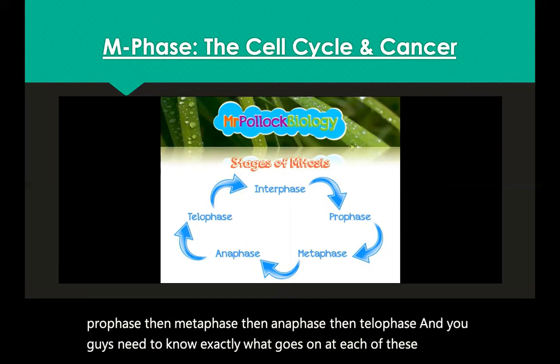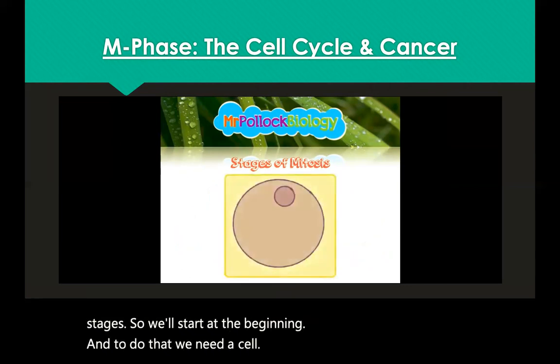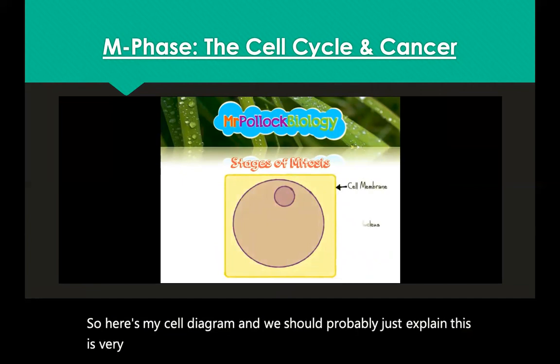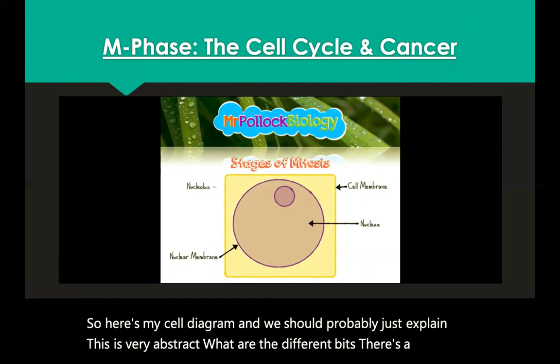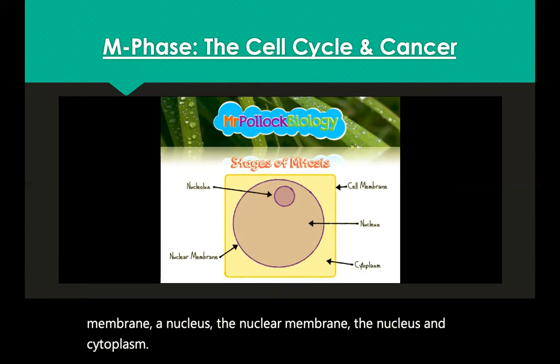So we'll start at the beginning, and to do that we need a cell. So here's my cell diagram. We should probably just explain, this is very abstract, what are the different bits. There's a cell membrane, a nucleus, the nuclear membrane, the nucleolus, and the cytoplasm. So let's start at the beginning.